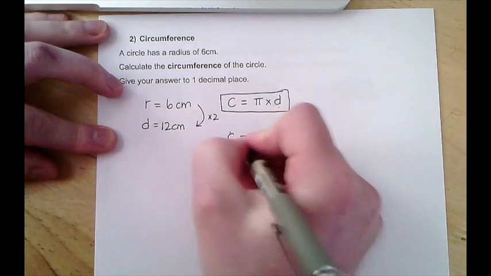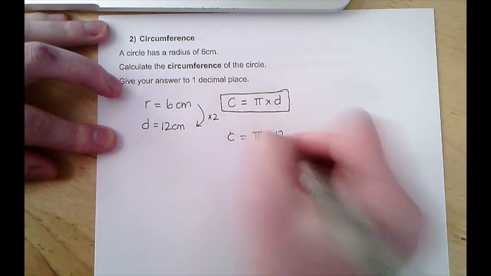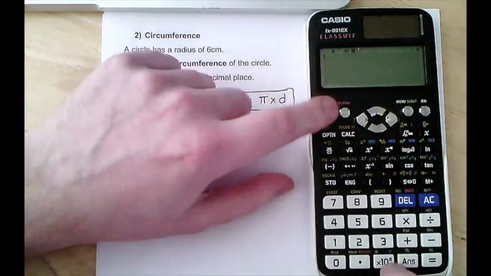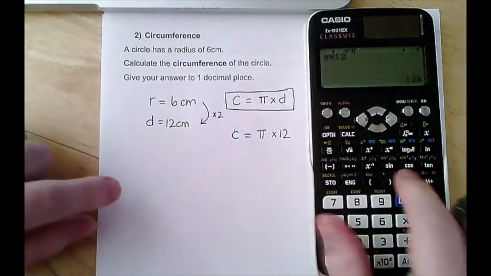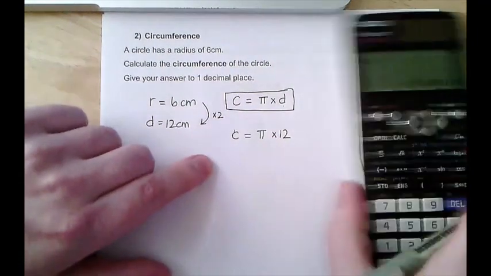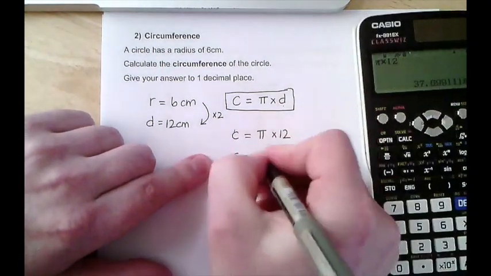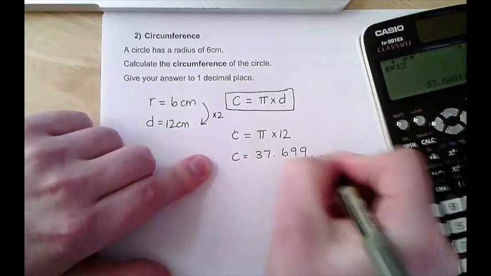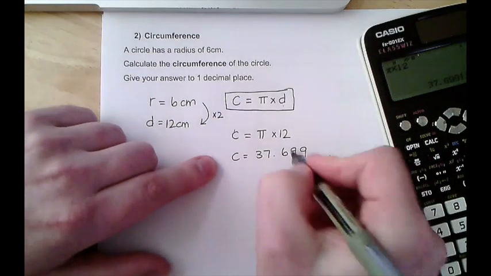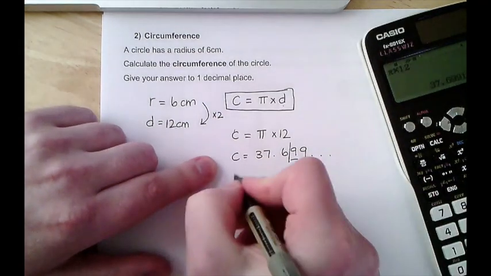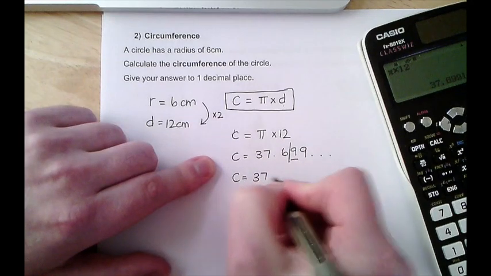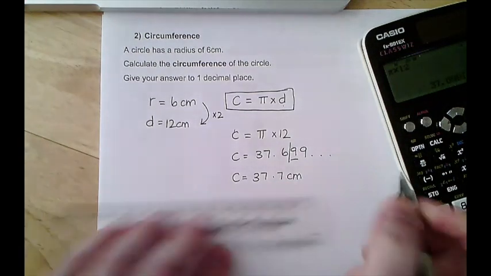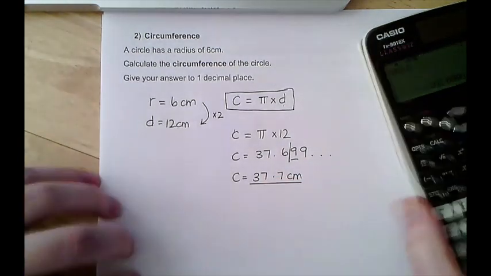So my circumference is pi times 12. Use your calculator. Pi times 12, 12 pi, press S to D to one decimal place, so C, the circumference, is 37.699 and so on. To one decimal place, the 9 rounds up, so the circumference is 37.7 centimetres. And that's your final answer.